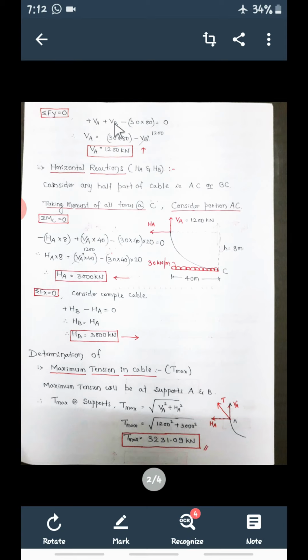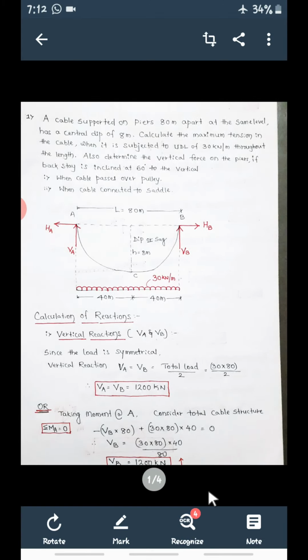So plus Va plus Vb minus UDL. Convert this UDL into a point load, that is 30 into 80. This is equal to 0, that is summation Fy is equal to 0. From this I can get Va. So Va and Vb are 1200 kilonewton. So similarly you can calculate it here also.